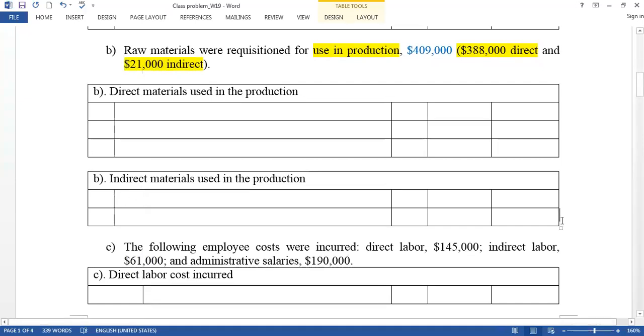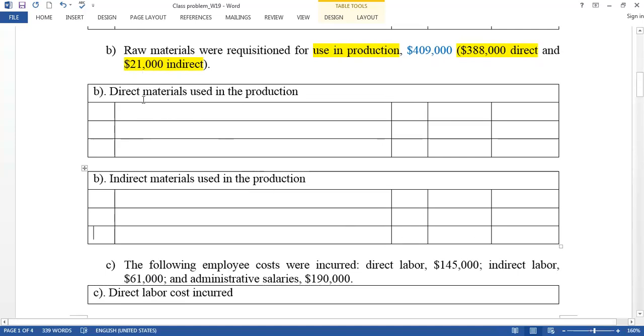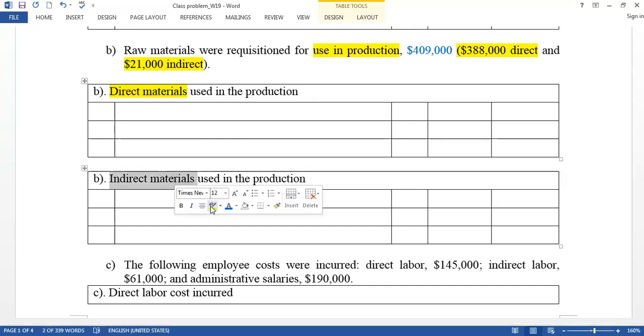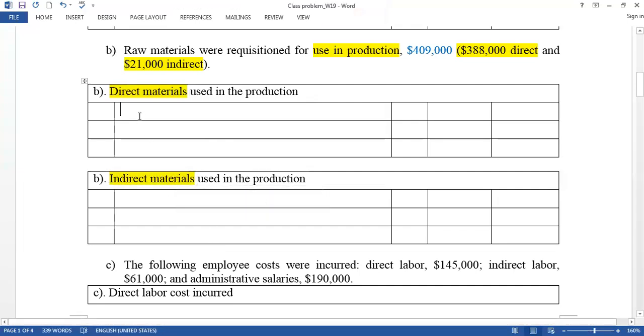So we are going to separate it. We are going to separate direct materials, and we are going to separate indirect materials. Now we know that direct materials goes to work in process. So work in process is also our asset, right? Work in process inventory debit.